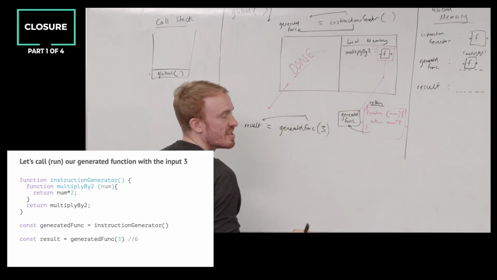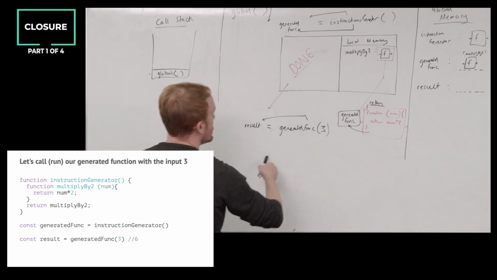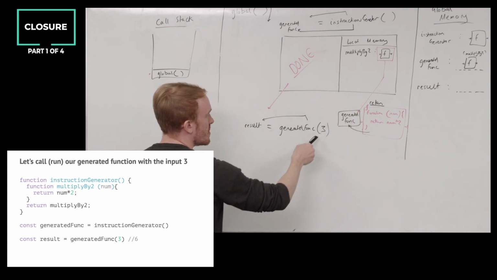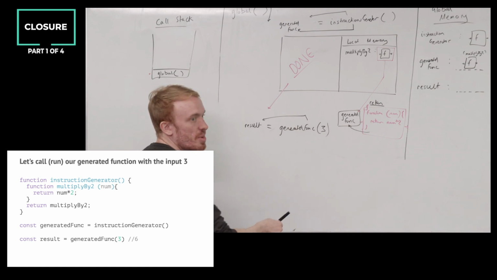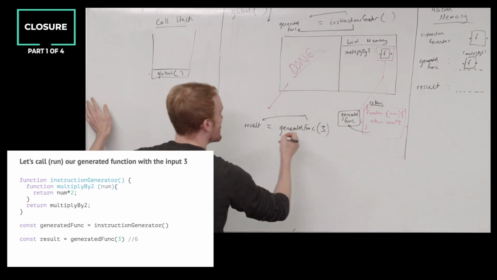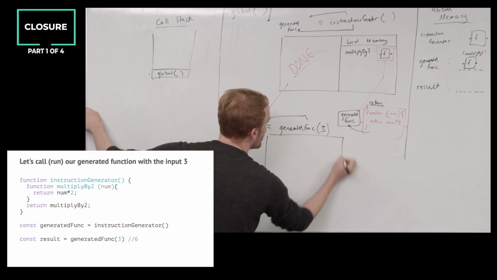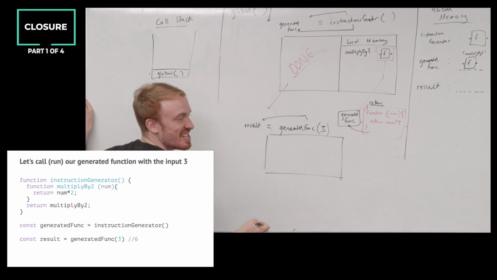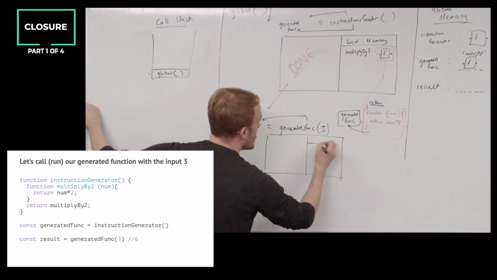We pass in 3 and then... So for now, result is undefined. And we're calling generated func, which is formerly multiply by 2, with input of 3. We create what? A new execution context. Good. Excellent. There it is. A new execution context. Into it we go.